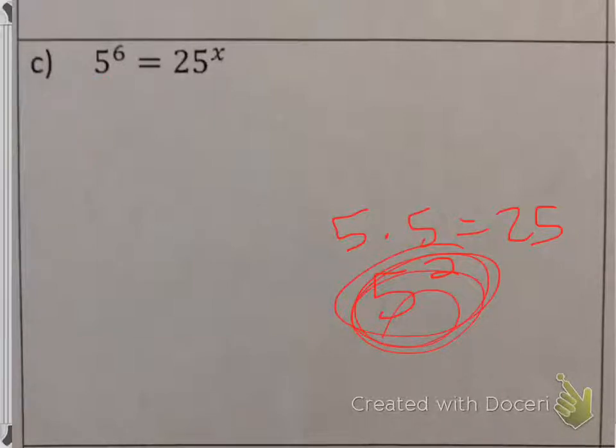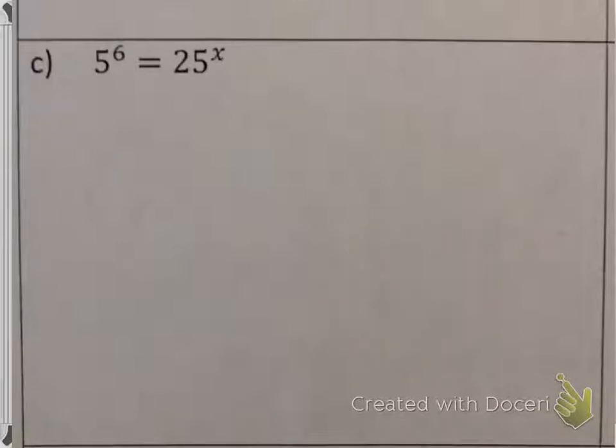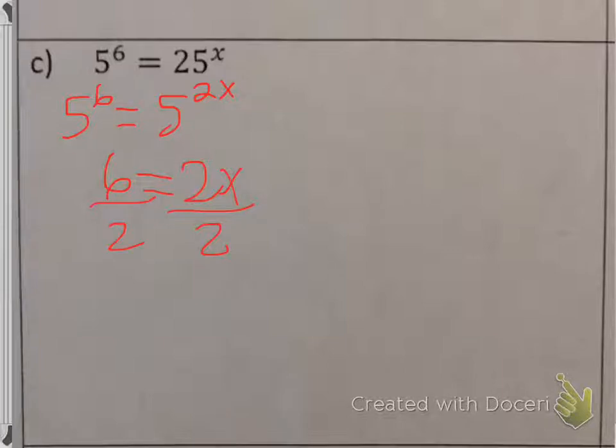So let me show you how I'm going to do that. I'm going to say this is going to be 5 squared, and then that x is still up there as a power. And then this is 5 to the 6th power over here. Now that I have them in the same base, I can set the powers equal to each other. So 6 equals 2x. Then I can solve by isolating the x, dividing by 2, and I get x equals 3.